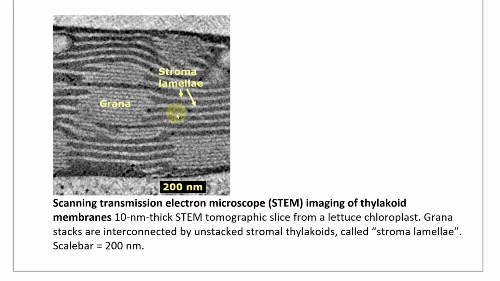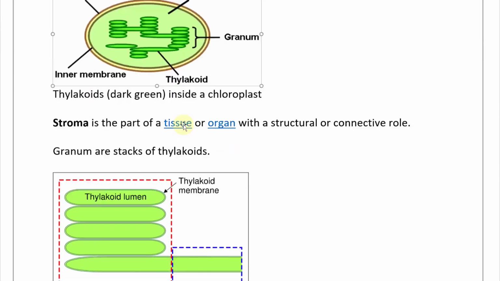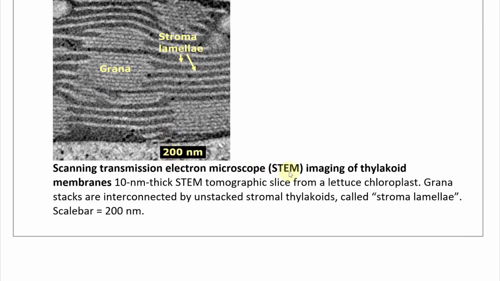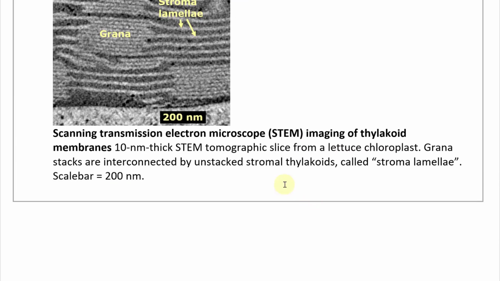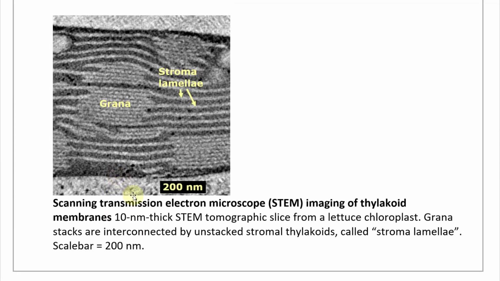And here I quickly changed the size again, just made all these smaller to fit this in the page right here. So this is a 10 nanometer thick STEM tomographic slice from a lettuce chloroplast. So this is from lettuce, pretty interesting. Grana stacks are interconnected by unstacked stromal thylakoids called stroma lamellae. And the scale bar is 200 nanometers. This scale bar right here, 200 nm. Very, very tiny.